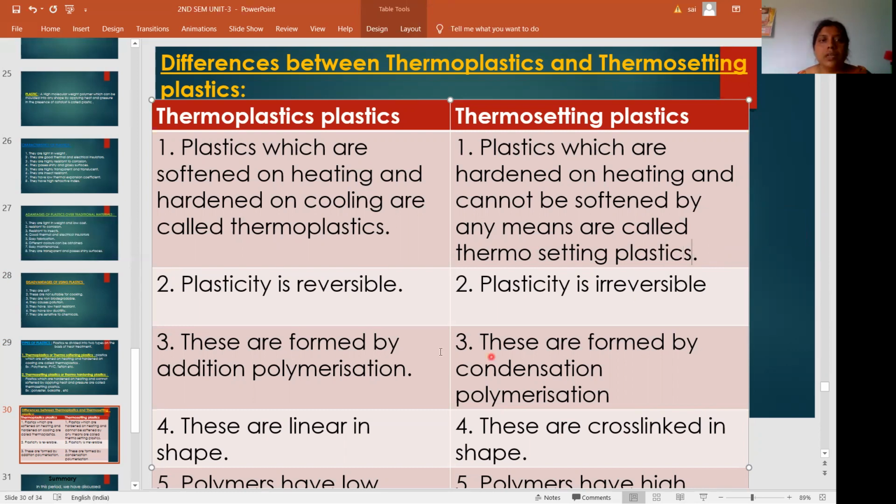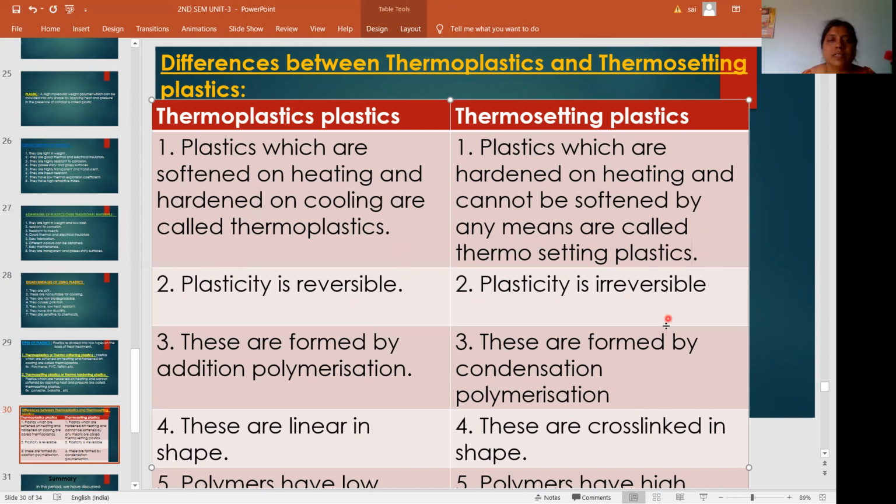Second, plasticity is reversible in thermoplastics. On heating, softening takes place, and on cooling, hardening takes place. That's why plasticity is reversible. In thermosetting plastics, plasticity is irreversible. That means on heating, they harden and are not softened at all. So that's why it is irreversible. Here there is a forward reaction and a backward reaction, so plastic nature is reversible. Whereas there it is only a forward reaction, not a backward reaction.